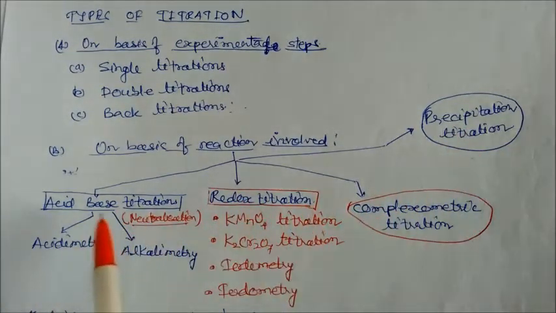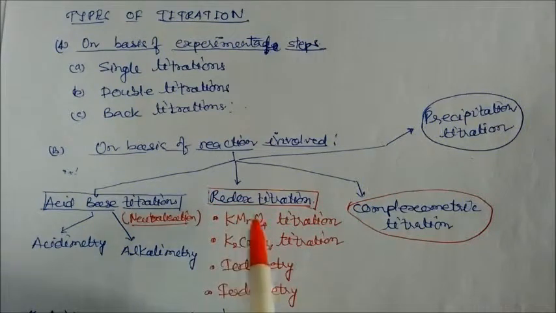I have mentioned four here. One is the acid base titration, also called neutralization titration. In this there are again two types, acidimetry and alkalimetry. In acidimetry we measure the acid, and in alkalimetry we measure the alkali. Alkali means, as we know very well, alkaline solutions.